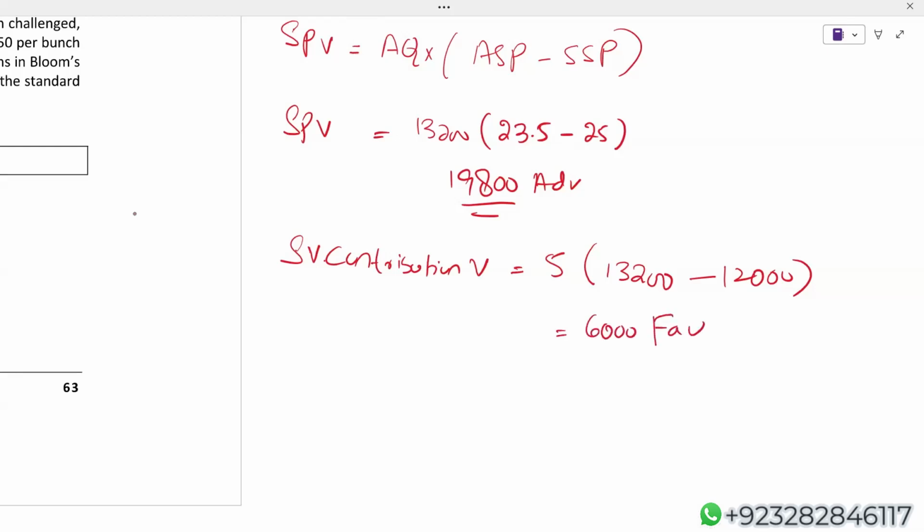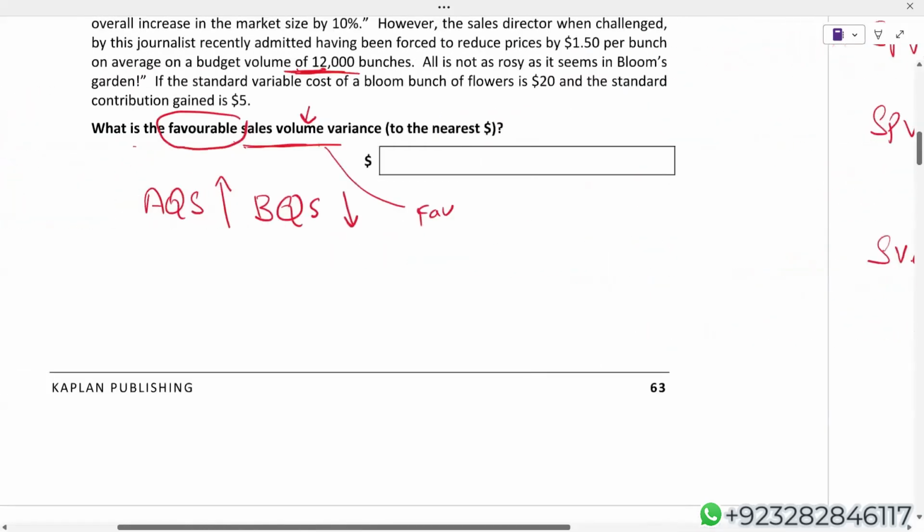Why are we having sales volume variance favorable? There's only one reason. What is the reason, students? Can I say the reason is your actual sales quantity is more than the budgeted sales quantity. That is why your sales volume contribution variance is favorable. Why are we not saying it is sales volume profit variance? Because we don't have profit in the question at all. So that is why we're saying it is sales volume contribution variance, which is 6,000 favorable.